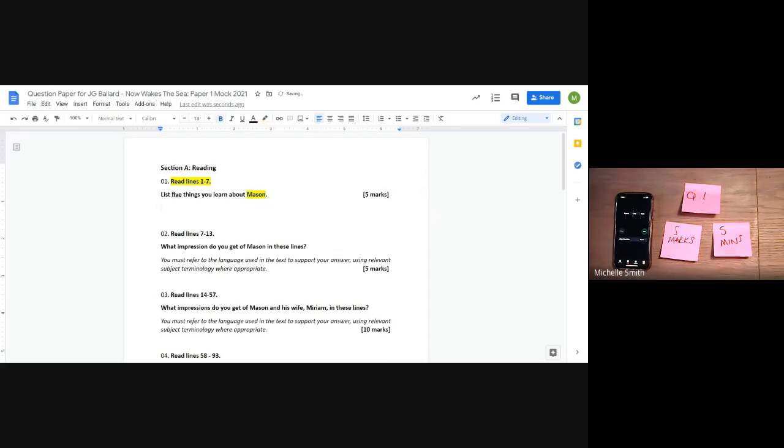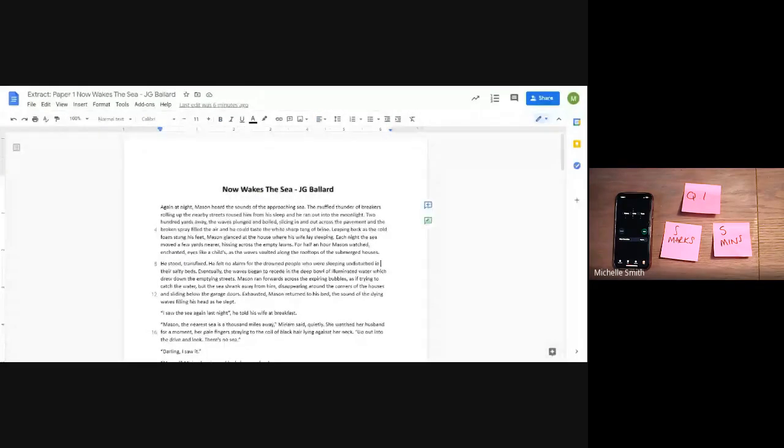Now, because there's 5 things, I want to make this as clear as possible for the person marking it. So I'm going to list them 1 to 5. First thing I need to do, though, is read lines 1 to 7 in the extract that we're going to be using for this practice mock paper, which is from a short story called Now Wakes the Sea by J.G. Ballard. So lines 1 to 7, you should have line numbers down the side.